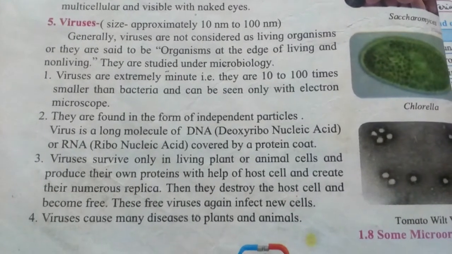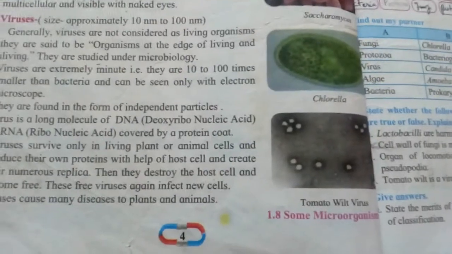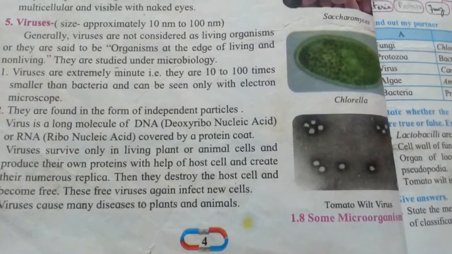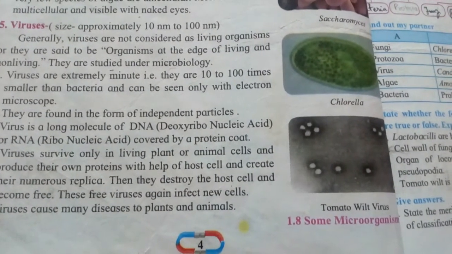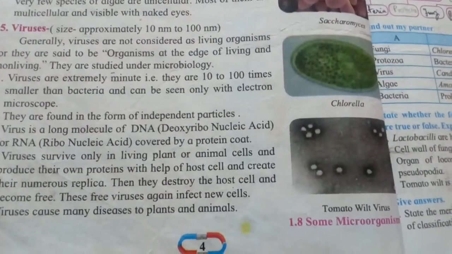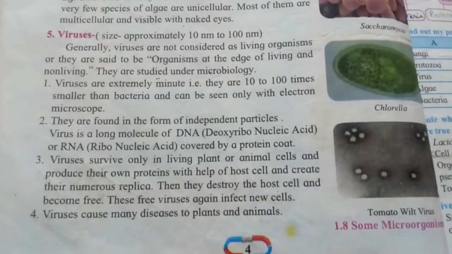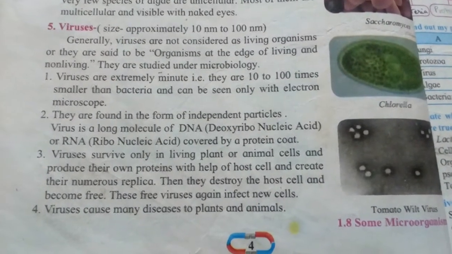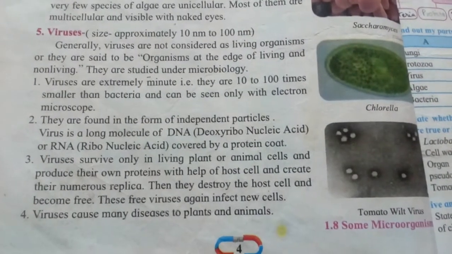Then in plants also, viruses cause many kinds of diseases, and the example given over here is the tomato wilt virus. This kind of virus infects many vegetables, ornamental plants and monocotyledonous plants. Monocot, I hope you know the meaning, means which consists of a single cotyledon. So these were some examples of viruses, and these are the microorganisms we have studied in this chapter. In this way we have completed our chapter.